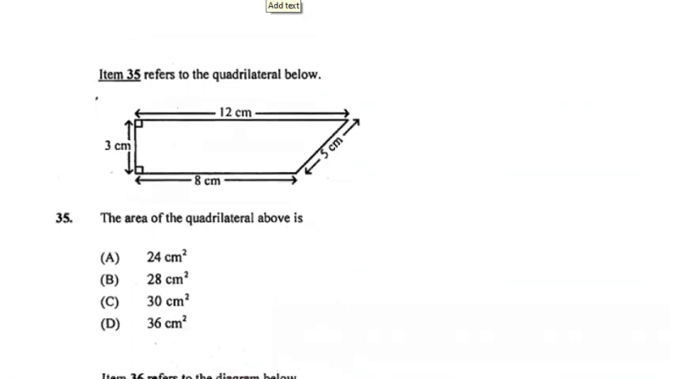35. The area of the quadrilateral above is, so remember guys, when you see this question, don't start panicking and saying, oh my god, my teacher never gave me how to find the area of a quadrilateral. From this quadrilateral, you can identify two shapes. If we should run a vertical line right here, we can get a rectangle and a triangle. So therefore we know what the formula in finding the area of a rectangle and the formula for finding the area of a triangle.